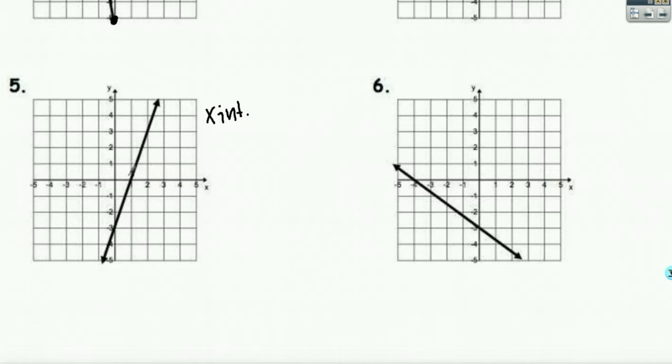On number 5, our x-intercept is at 1, so that'll be 1, 0. And our y-intercept, where we cross the y-axis, will be at -3, so we'll write that as 0, -3.